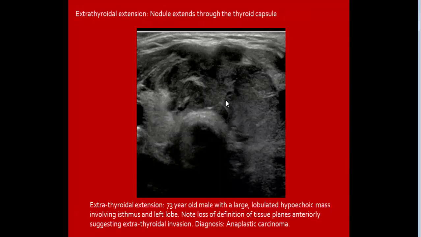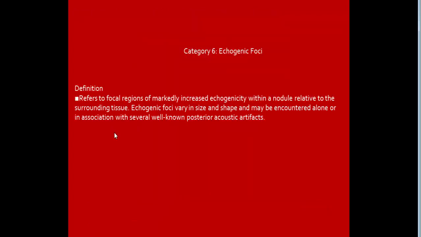Extrathyroidal extension: the nodule extends through the thyroid capsule. This is a suspicious sign, in a case of anaplastic carcinoma.